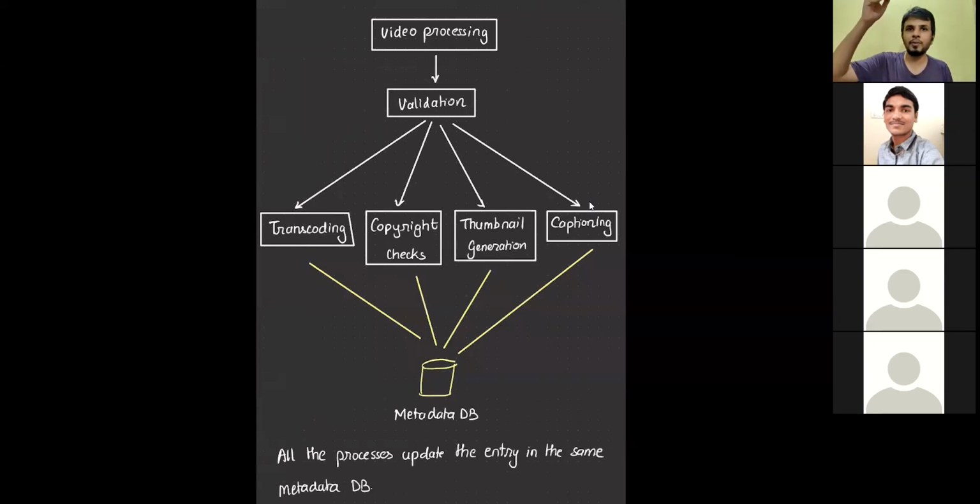In video processing, it does a basic validation check. Once the video passes validation, it does transcoding. Transcoding creates multiple formats and multiple resolutions, each one of them being a separate child. It would also do the copyright checks.